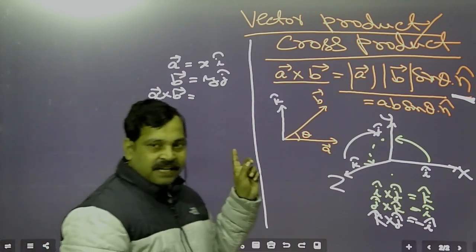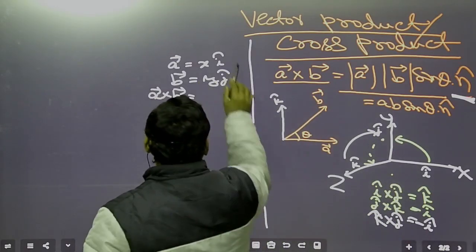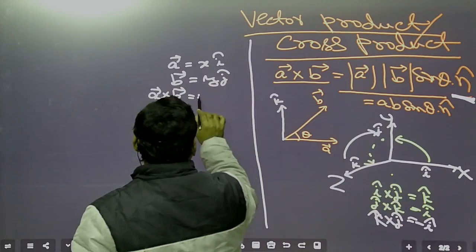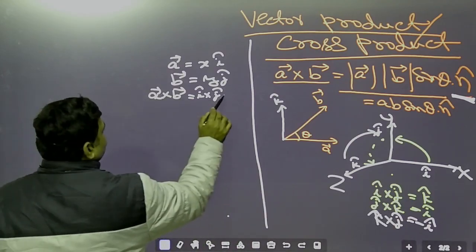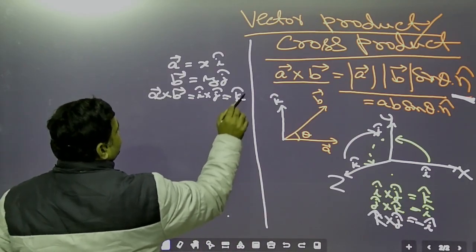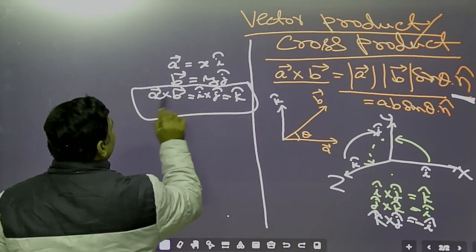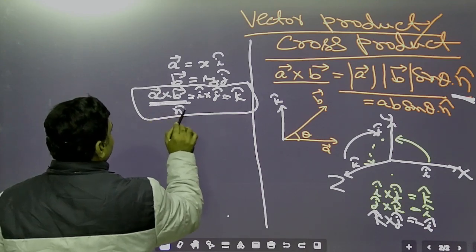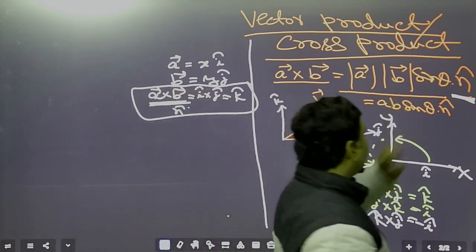So only the direction of the cross product will be equal to your i cross j, so this will be equal to your k cap. So this is one simple example to show how to find out the directions, that is the n cap, from the cross product of two vectors.